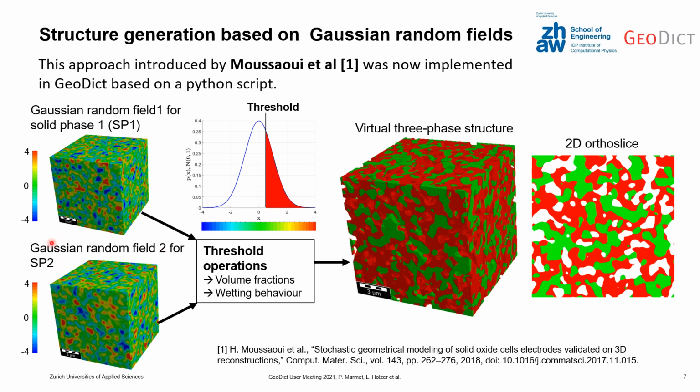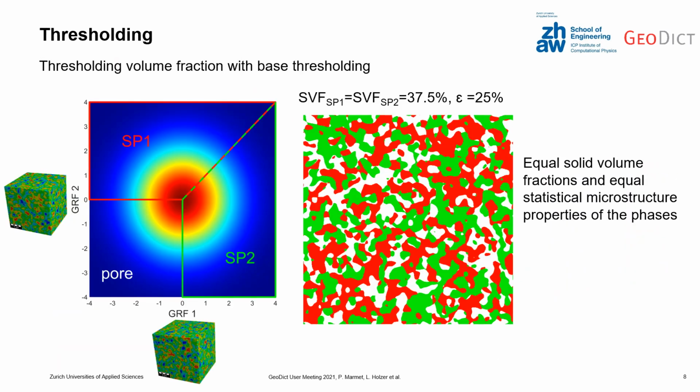You see, these random fields are continuous fields, so to get to well-defined separated phases, you need to apply threshold operations according to the needed volume fractions and wetting behavior. Here you see the results with two solid phases and one pore phase, which is simply the space left, which is not occupied by one of the solid phases. In the following slides, I will show some examples of the thresholding.